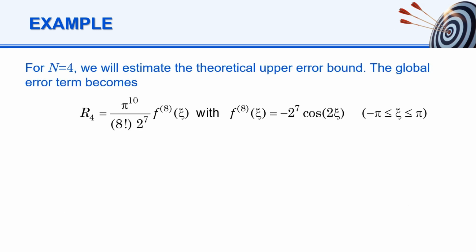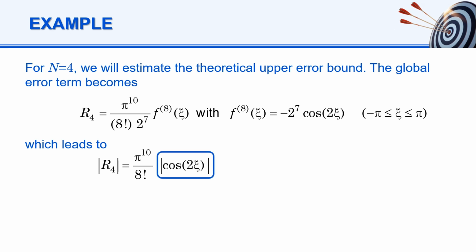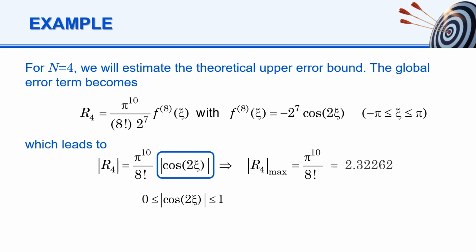For n equals 4, we will estimate the theoretical upper error bound. The global error term becomes, which leads to, where the cosine term will vary between 0 and 1. So to find the maximum possible error, we replace this term with 1, which yields 2.32262. The true error is in fact much smaller than this value.